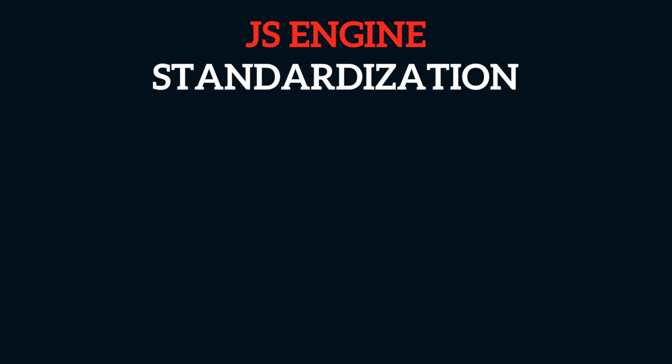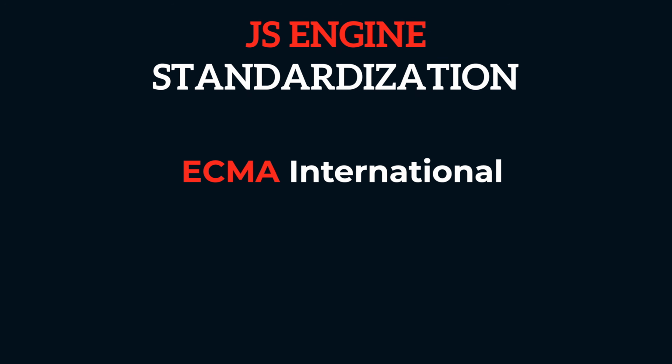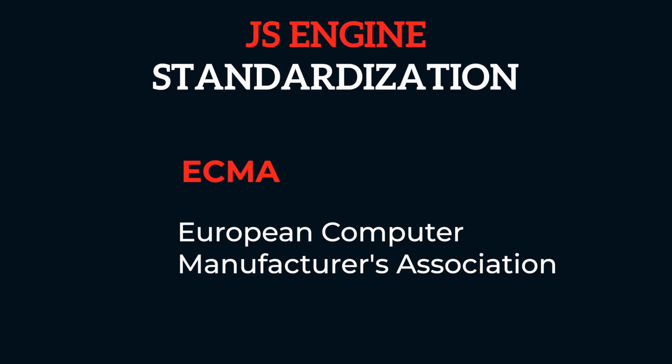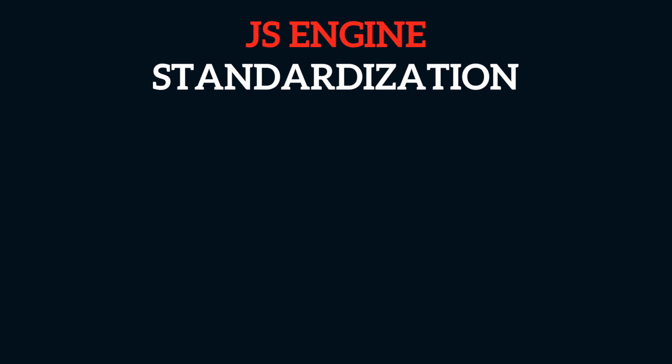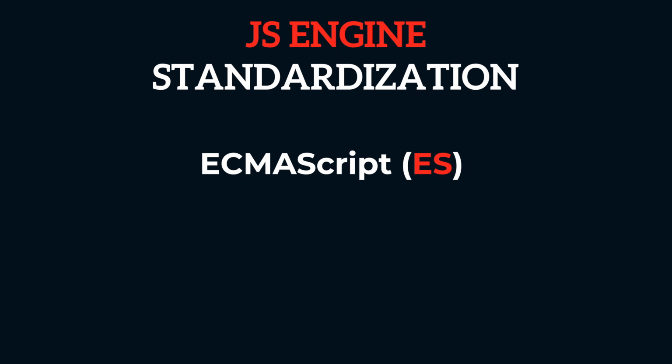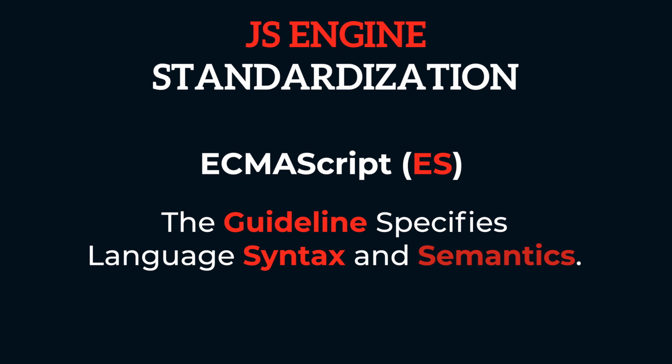The standardization of JavaScript engine is done by ECMA International. ECMA stands for European Computer Manufacturers Association. They create standards for technologies in IT industry. ECMAScript, abbreviated as ES, serve as guidelines for web browsers for building their own JavaScript engine to ensure same output across different web browsers for a given script file. These guidelines specifies language syntax and semantics. For a programming language, syntax and semantics are similar to grammar in spoken language.